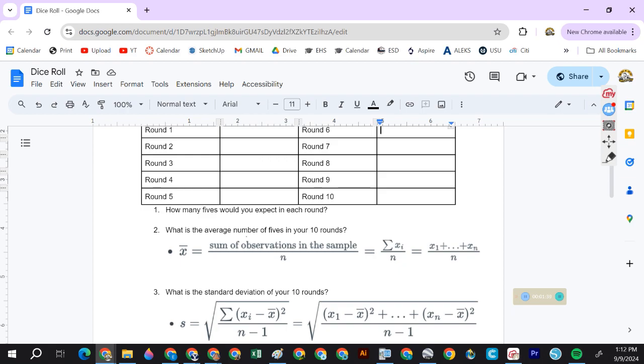Now, you'll probably have some that are higher than that and some that are lower than that, but that is the expected amount. And then we find the average. You simply add them all up and divide by 10, and that will give you your average.